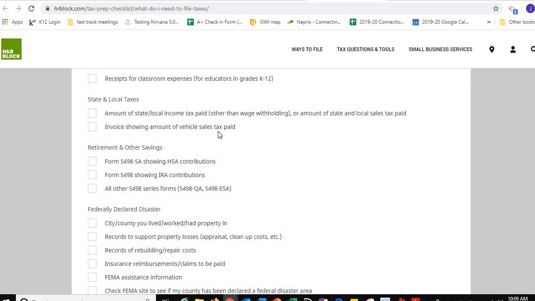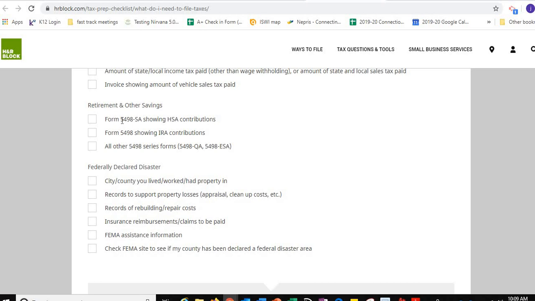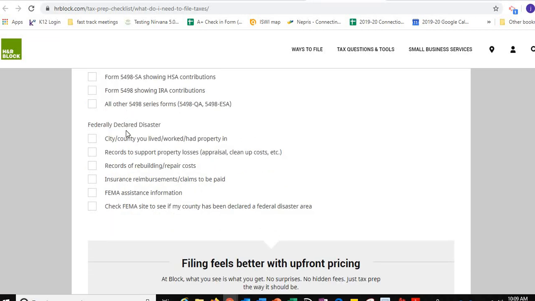Did you buy a vehicle? And where's the info about the sales tax that you paid on that? Other retirement things. If you're putting money into an account that's a retirement account, then that can be a deduction. And now the last little tidbit is federally declared disaster. So if there really was an issue, Hurricane Katrina, Hurricane Harvey, those kinds of things where, natural disaster that devastates your home, whatever, and now you've got all these bills related to getting yourself back on your feet, those are all going to be deductions.